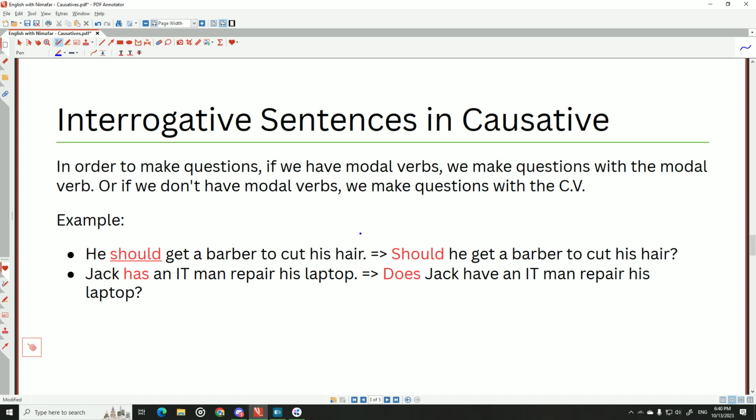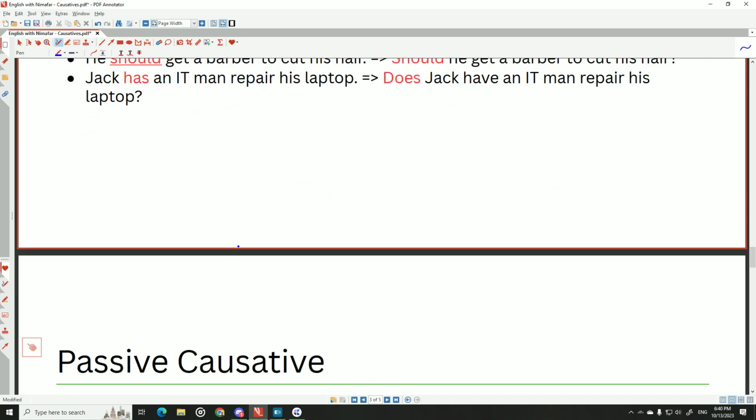So if we have modal verbs, it's pretty simple. You just make the question with the modal verb. He should get a barber to cut his hair. Should he get a barber to cut his hair? Like a question. If you don't have modal verbs, you make the question with the CV, causative verb. Jack has an IT man repair his laptop. Does Jack have? Or he gets a barber to cut his hair. Does he get a barber to cut his hair? We use it this way.